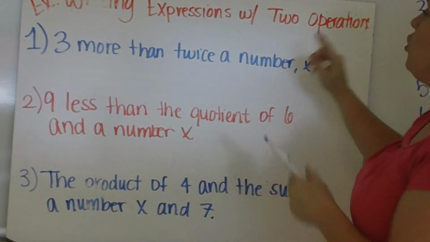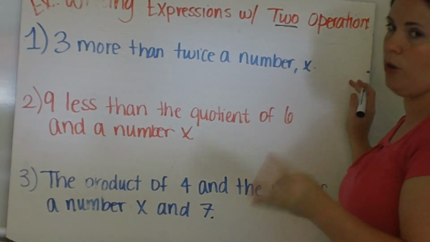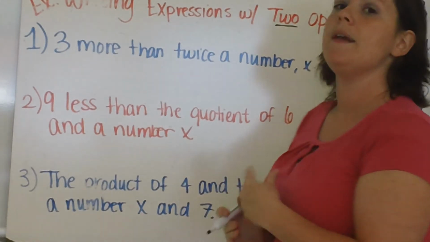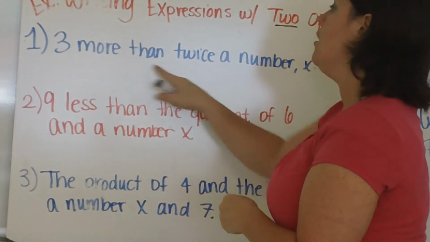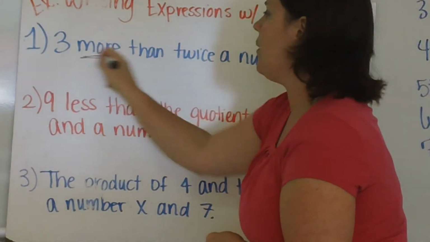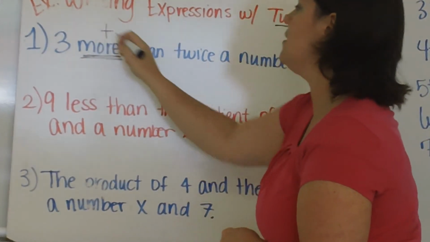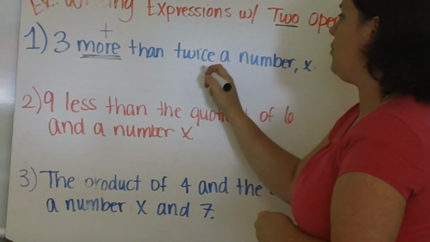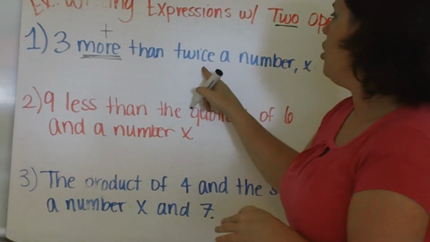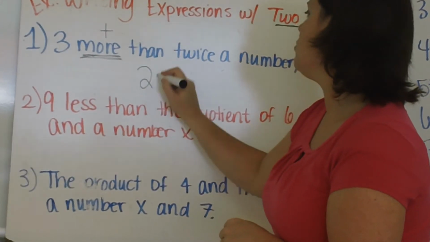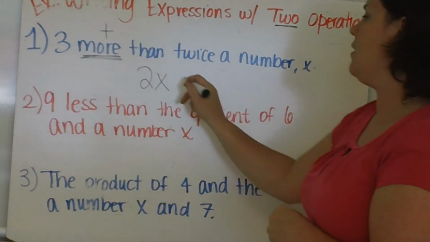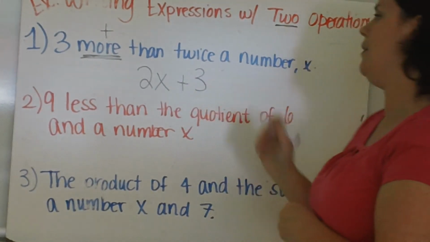Okay, now we want to do it with 2 operations. On the last slide we were talking about it with 1 operation. Now we're putting multiple ones in. So 3 more than twice a number. Here's our word, more, which is plus, and twice a number. I'm going to use some multiplication. Twice represents 2, so 2 times x, and then 3 more than that, so plus 3.